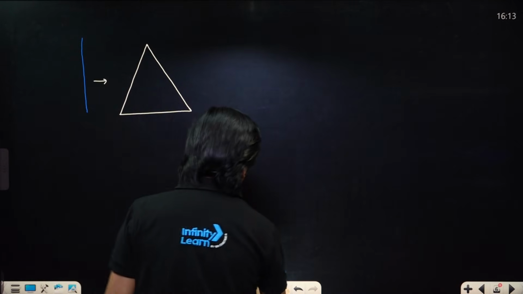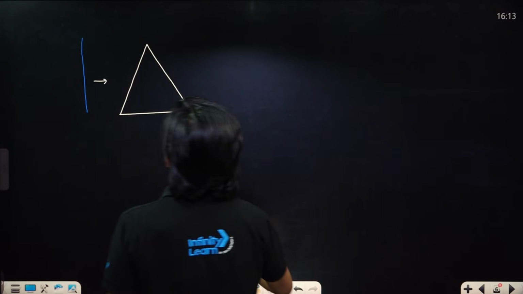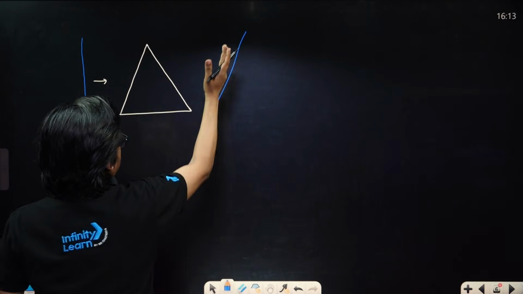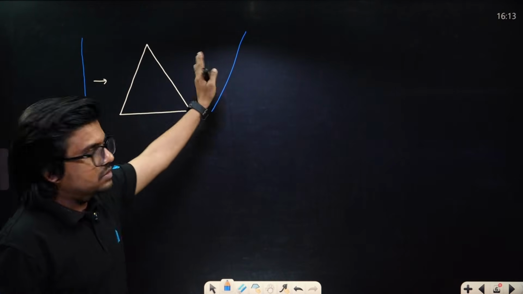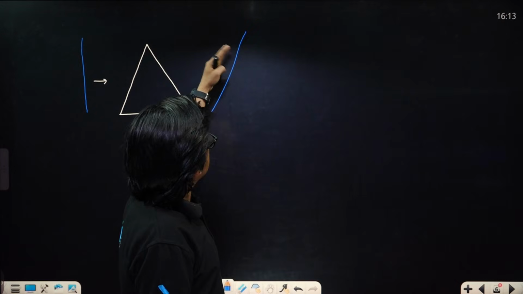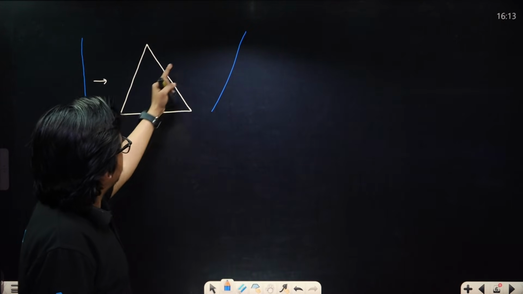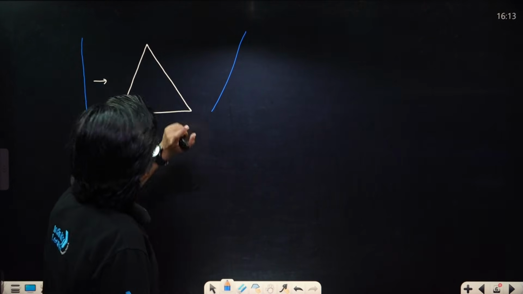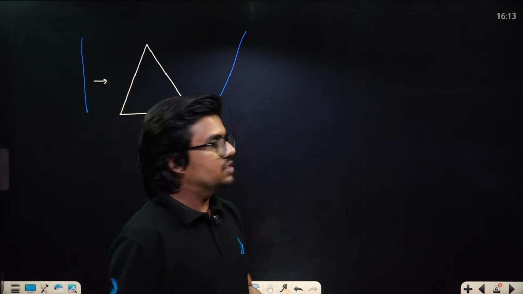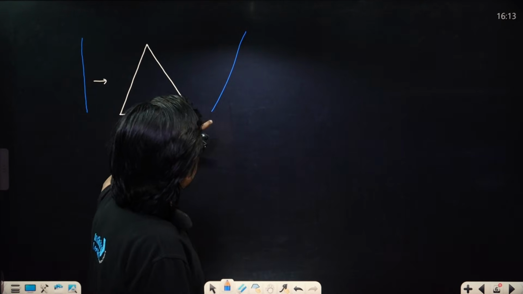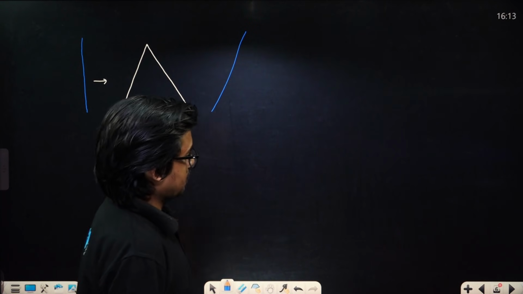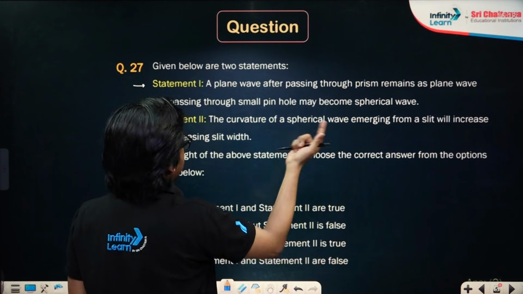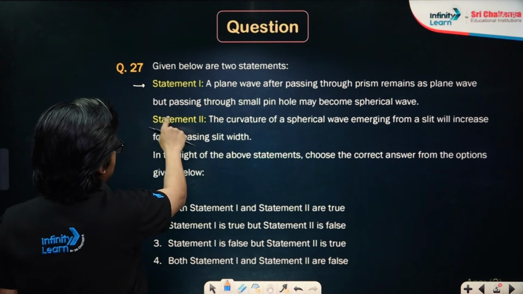After going through this prism, this wavefront gets tilted. Why does it get tilted? In this way. The upper part is ahead, that is inclined more, because the upper part is covering less distance in the prism than the lower part. So this wavefront when coming out of the prism remains a plane one, but a tilted one. So in statement 1, a plane wave after passing through a prism remains as plane wave. This is correct. This is the first part of this statement.